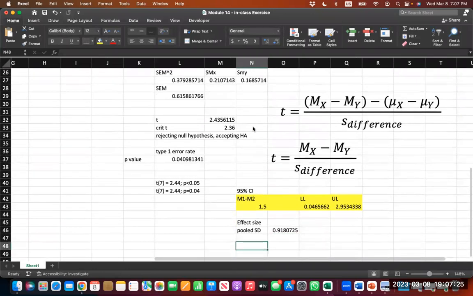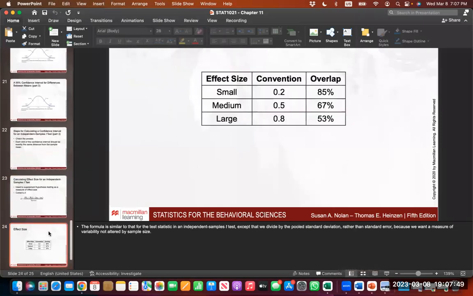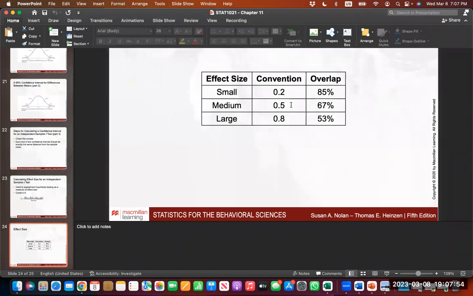And then we're calculating our mean difference minus 0, divided by our pooled standard deviation. So 1.63 is the effect size that we observe in our comparison. As we know, this effect size is, as per Cohen's definition, a large effect size.